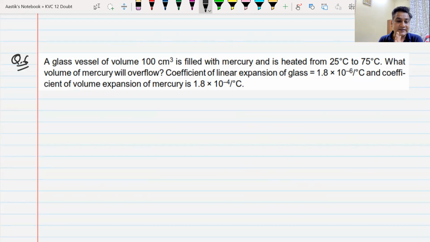A glass vessel of volume 100 centimeter cube is filled completely with mercury and heated from 25 to 75 degrees Celsius. What volume of mercury will overflow? Coefficient of linear expansion of glass is given. Volume expansion of mercury liquid is given. What volume of mercury will overflow? I'll give you 2 minutes to solve this straight away. It's very simple.